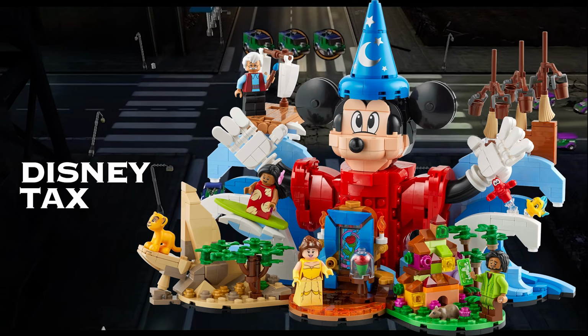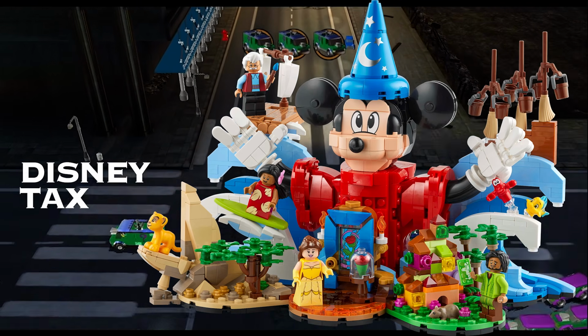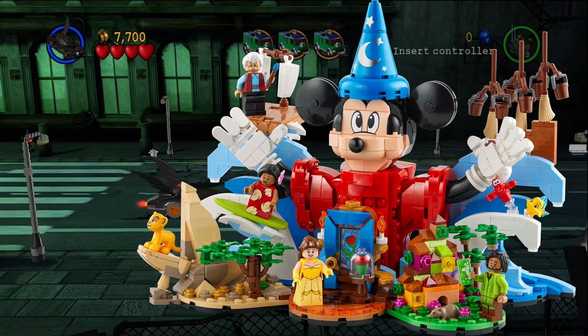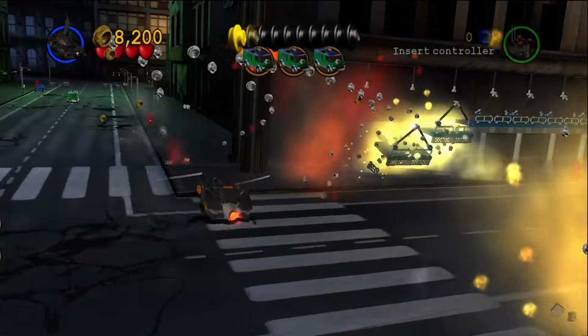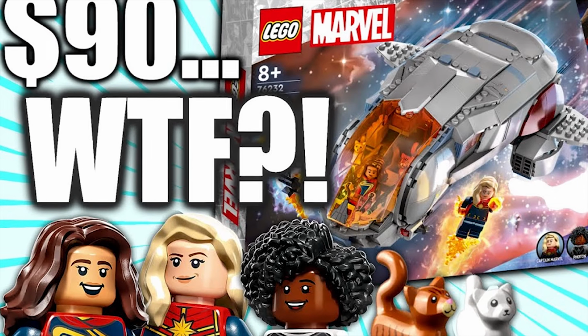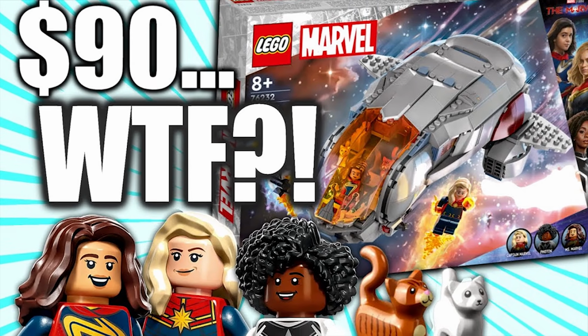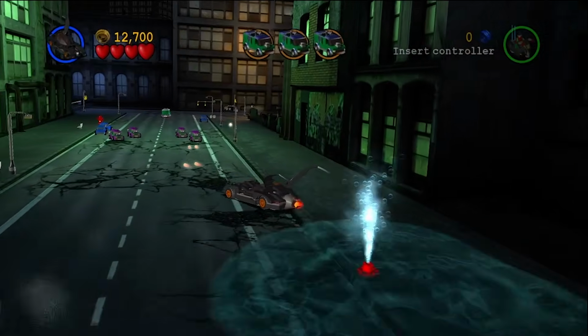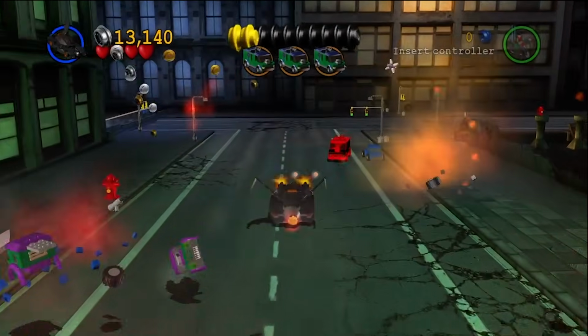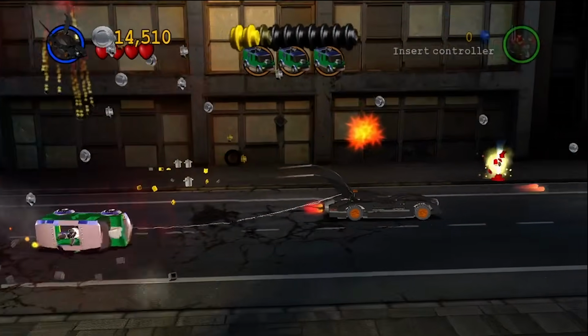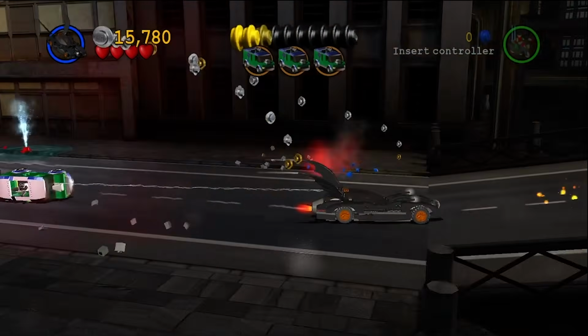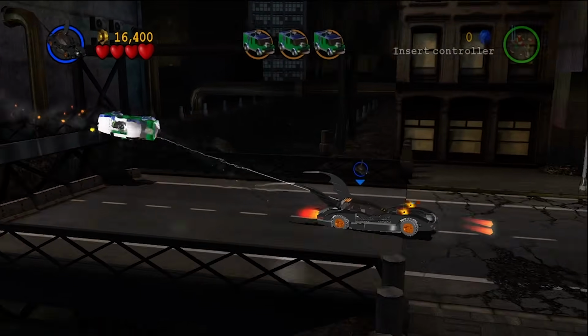Disney Tax. This basically refers to LEGO sets based on Disney properties, specifically Star Wars and Marvel, being costlier than sets from other themes. There are plenty of instances of Marvel sets, especially in recent years, just being way more expensive than they should be based on factors like the piece count. And when you compare the price to piece ratio to sets from other themes, it kind of just demonstrates the effect of the quote-unquote Disney tax.